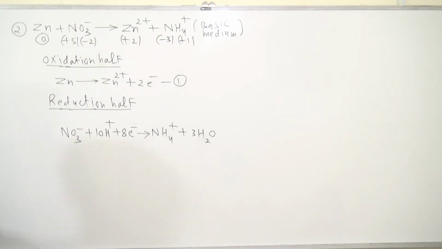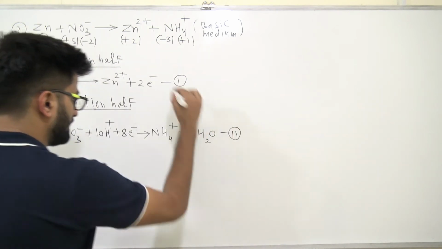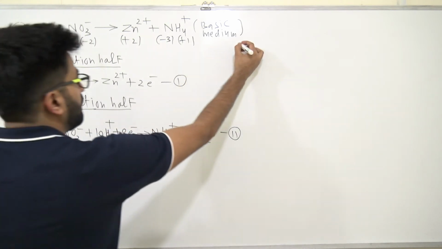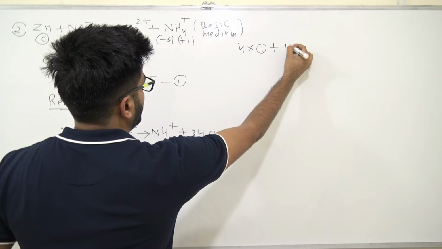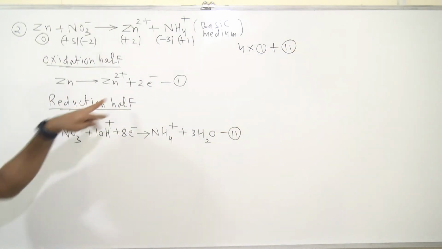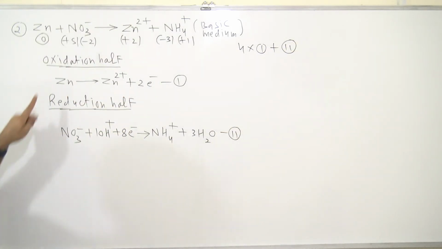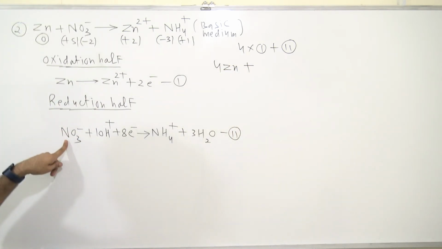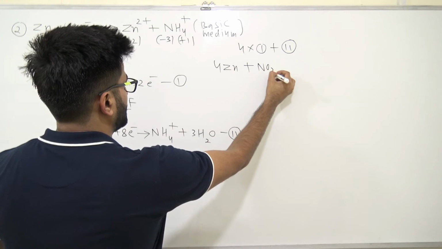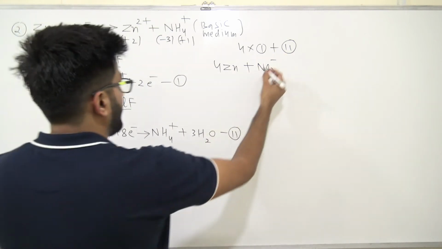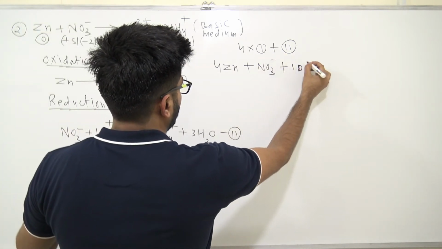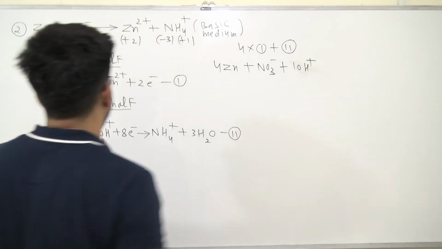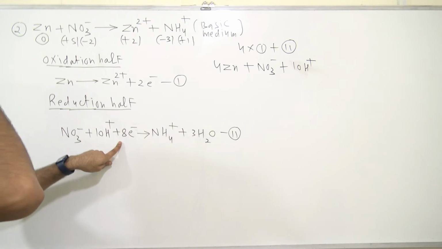Now everything is balanced. This is equation 1, this is equation 2. Now you know very well, I need to multiply the first equation with 4 and then add the second, because the electrons have to get cancelled out. So let's add: that would be 4 zinc plus NO3 minus, then 10H plus. Okay, 8 electrons cancel out.